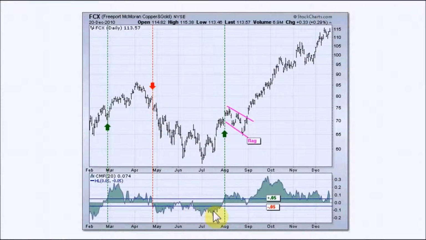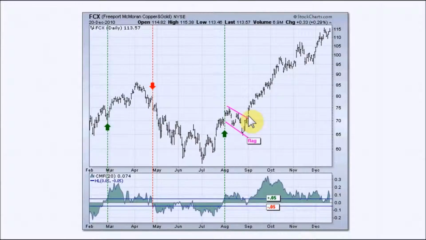Right here is where it crossed up through the zero line, and then right there is where it crossed up through the +0.05 buffer, and the stock did go up. Okay, then it had a little period of whipsaw that just tagged the -0.05 line, and then crossed back up through zero, and then back up through the 0.05 on the plus side buffer. And that's where the stock really took off.